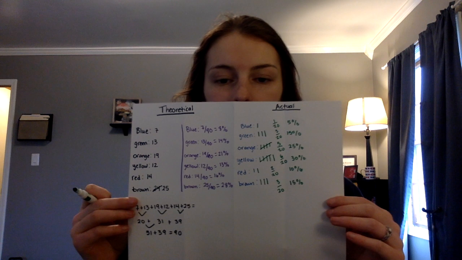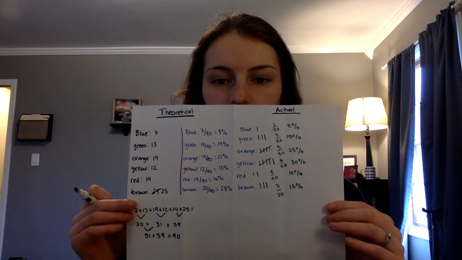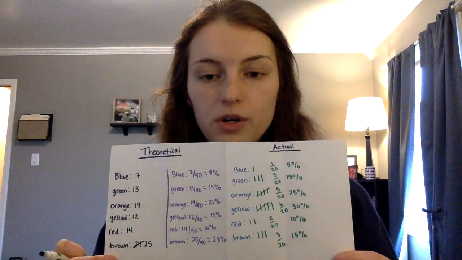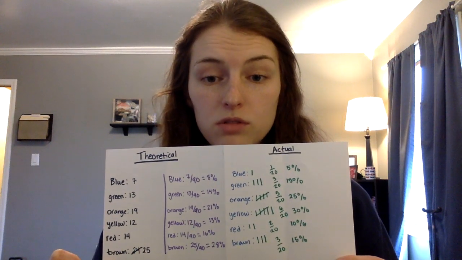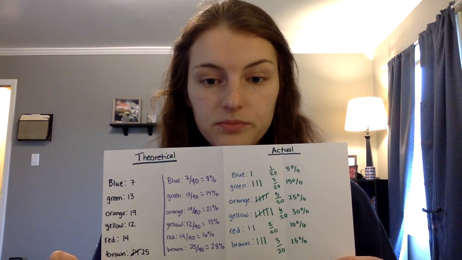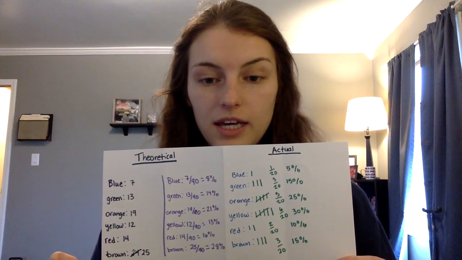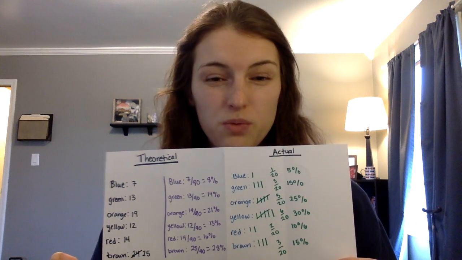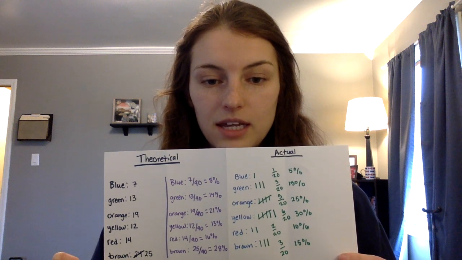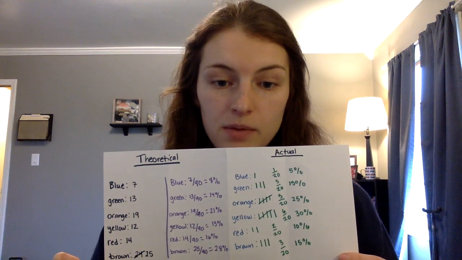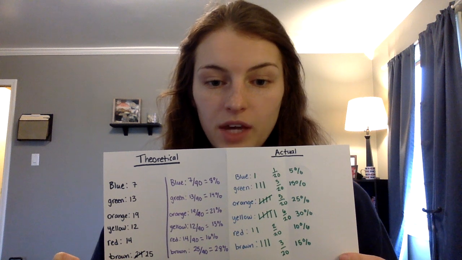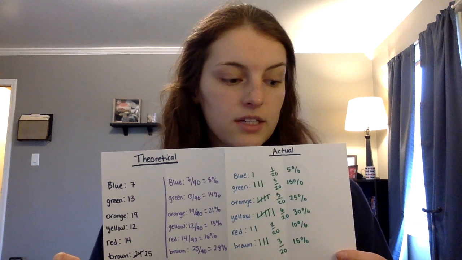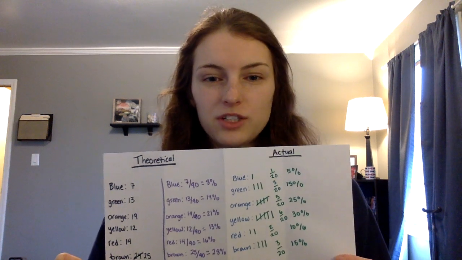When I look at my actual versus theoretical, some of them are close, but some of them are not close at all. My blues, those were pretty close. My green was really close. Orange, relatively close. Yellow was very different. Yellow was almost twice as likely to get than predicted. Red was a little bit under, and brown was a lot different too. I just find these interesting to see what actually ends up happening.